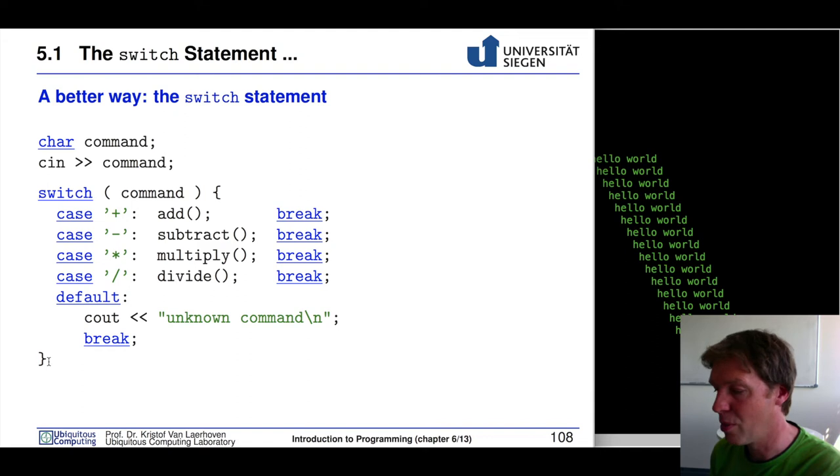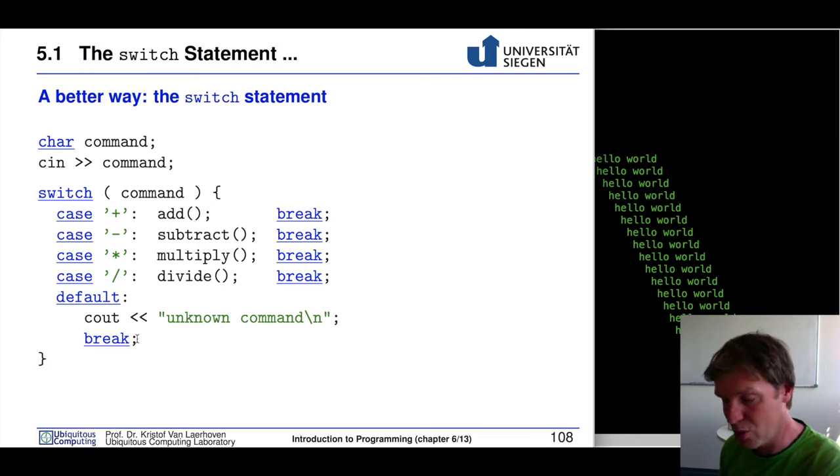And everything between the braces here is an assembly of cases. So if this command is the character plus, then we do everything that is over here until we get to a break. If this command is the character minus, then we do this until we get to a break, and so on. And at the end, we can also check for the default case, that means anything else, anything that was not covered by these four cases. And then also have here a list of statements until there is a break command.